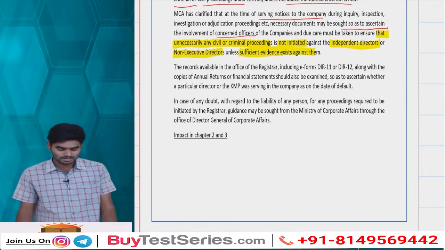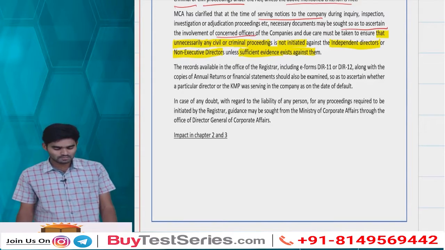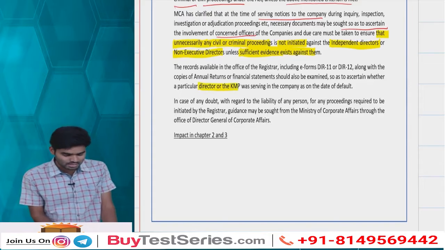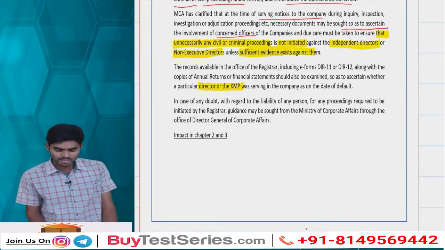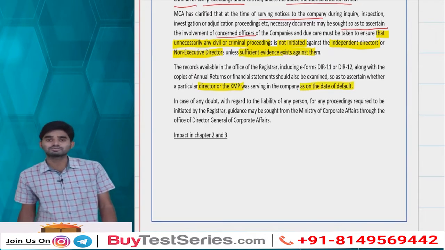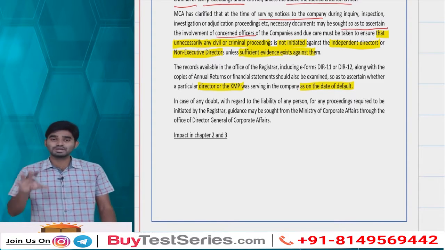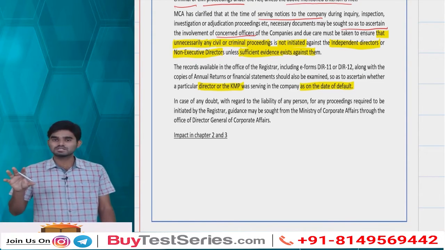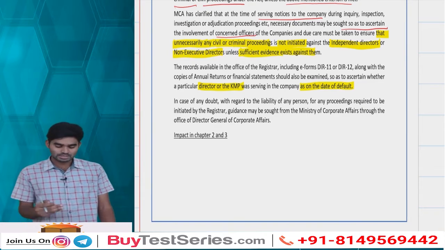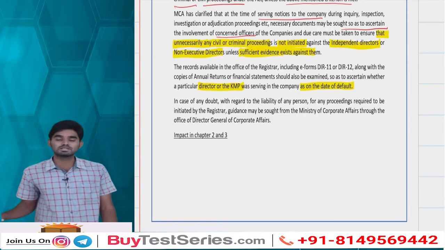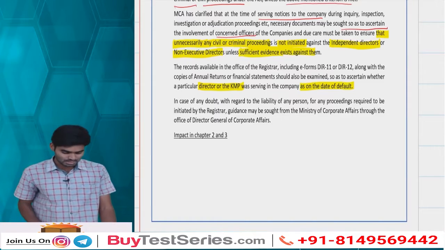So the records available in the office of registrar, including the e-forms DIR-11 and DIR-12, along with the copies of annual returns or the financial statements, should also be examined so as to ascertain whether a particular director or a KMP was serving in the company as on date of default. So as on date of default, you need to ascertain who are the officers in default. So certain documents which are available with the registrar, the authorities may look into so as to ascertain who are the officers in default for that offense committed by the company.